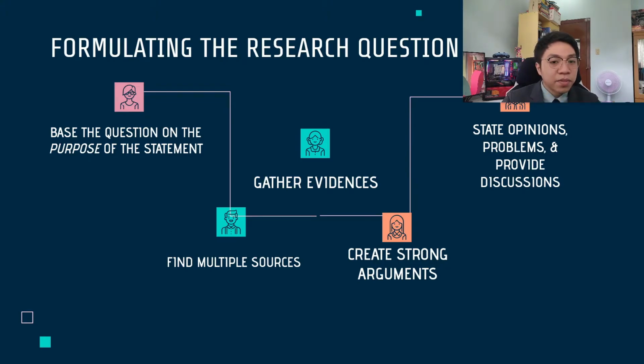Here on the slide are some different ways on how the researcher can further elaborate on the topic. By narrowing down the research topic to the research question, this will greatly aid the researcher in conducting their research. So the first one would be to base the question on the purpose of the statement. Second would be to find multiple sources. Third would be to gather evidences for your research. Fourth one would be to create strong arguments from everything that you've learned so far. And the fifth would be to state the opinions, problems, and even provide discussions for the research question.